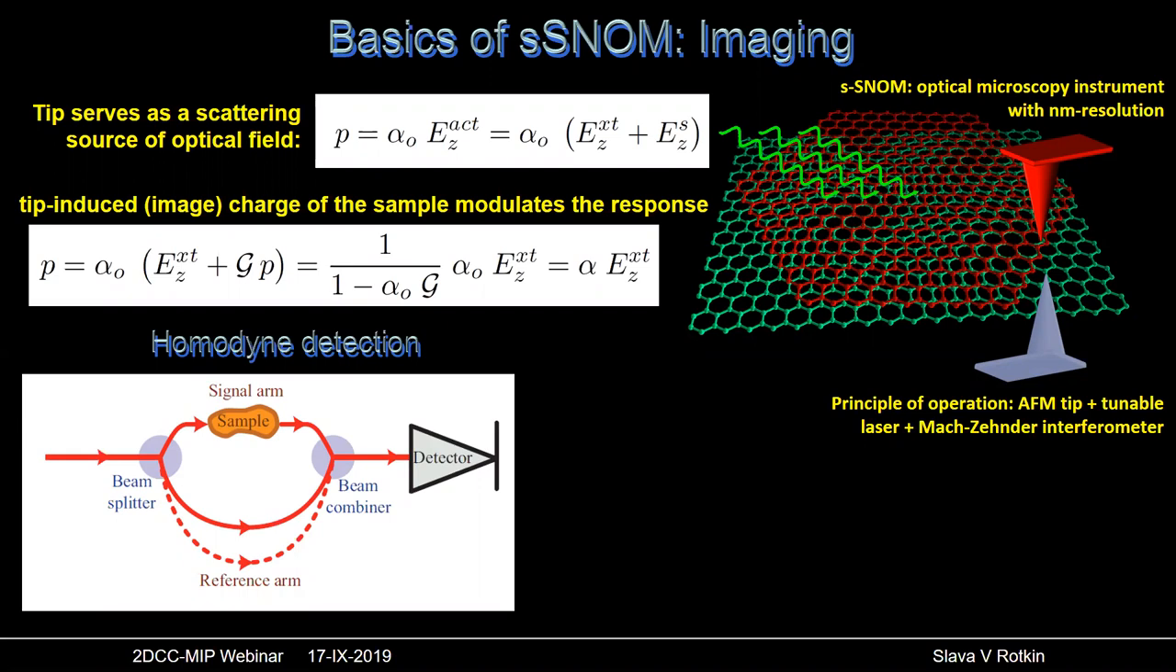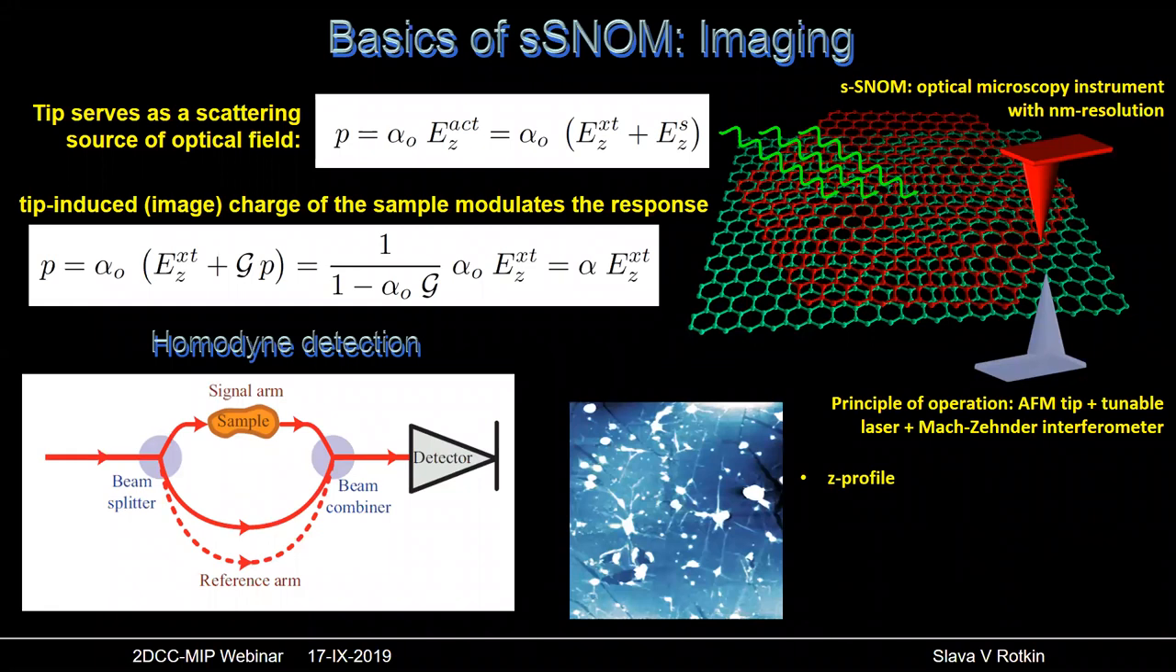So depending on the difference in the phase between those two, we can get either zero or four times the original signal. So let me demonstrate it on the example of multilayered graphene. This sample is actually an excellent sample to demonstrate the sSNOM technique because this is a pretty bad sample. The sample is very dirty, as you can see.